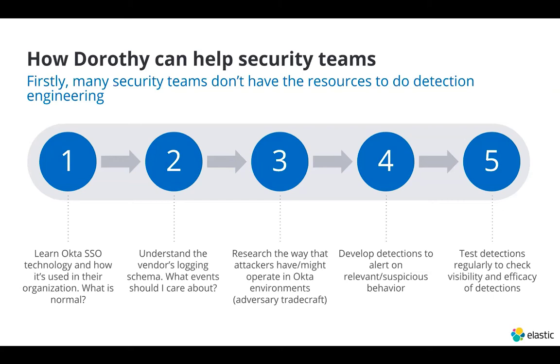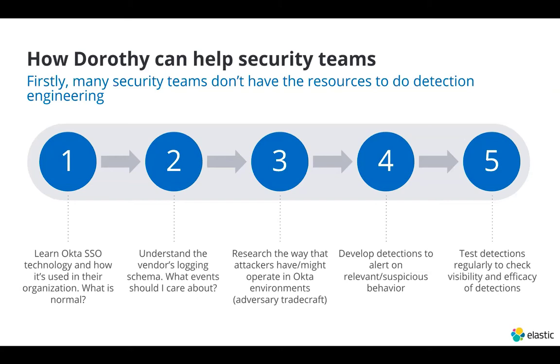You have to learn and examine Okta's logging schema. So what are the various field names and what do they mean? What events matter and which ones are just noise? You have to research how attackers are operating in Okta environments in the wild. So how have other organizations been breached via their Okta environment? If you can't find any open source intelligence on this, can you put yourself in an attacker's shoes and figure out how they might operate in an Okta environment after they have initial access?